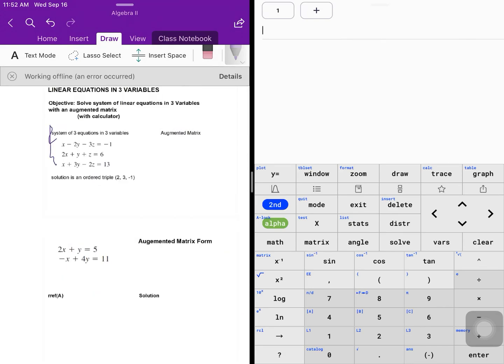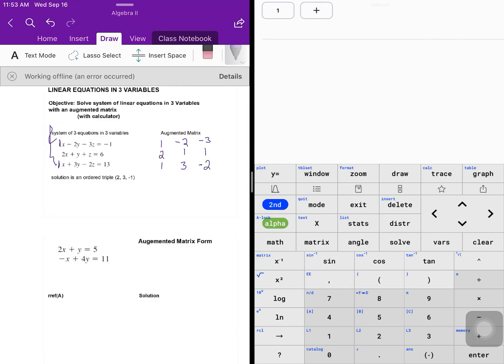My augmented matrix is going to be kind of like this. I'm going to have one column for each variable, and what I mean by each variable, I mean the coefficients of each variable. So there's a 1 in front of that x, a 2, and then a 1. So my first column is going to be 1, 2, 1. My second column is going to be -2, 1, and 3. Those are my coefficients in front of my y's in each of the three equations. And then -3, +1, and -2.